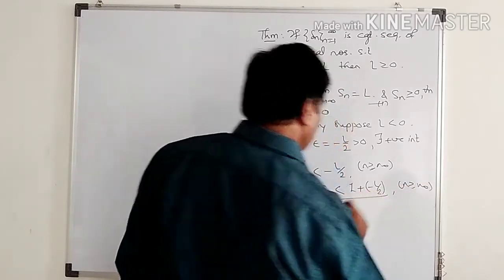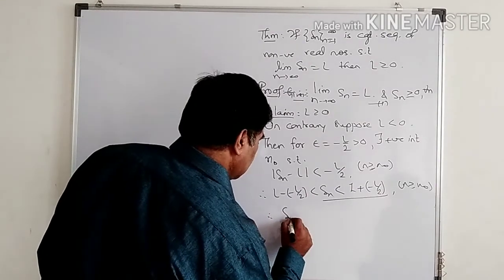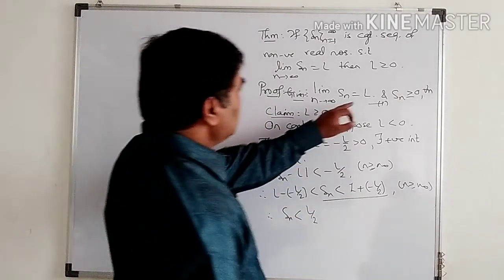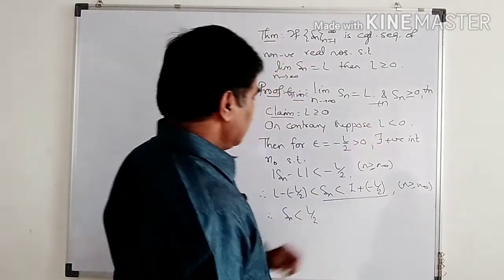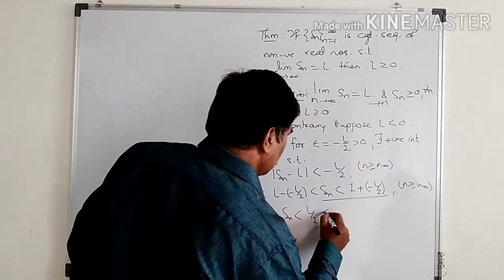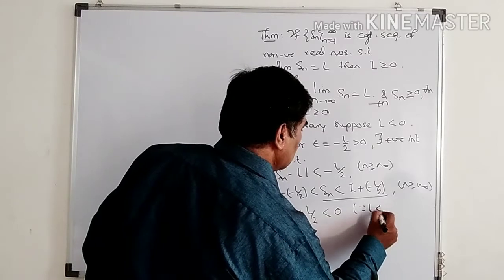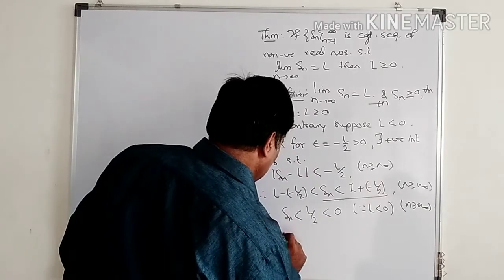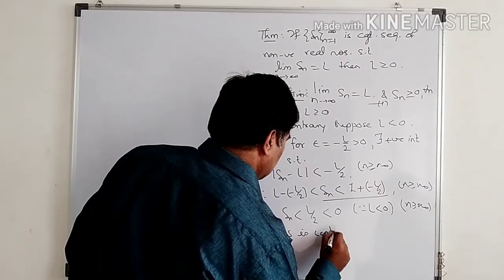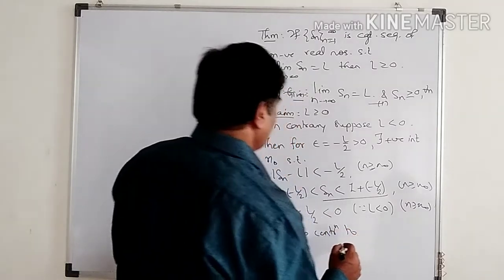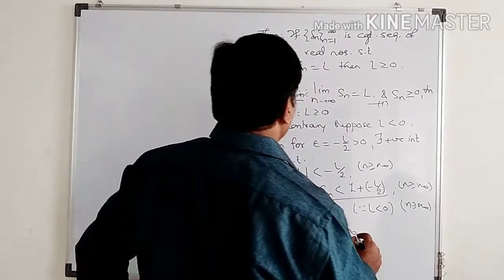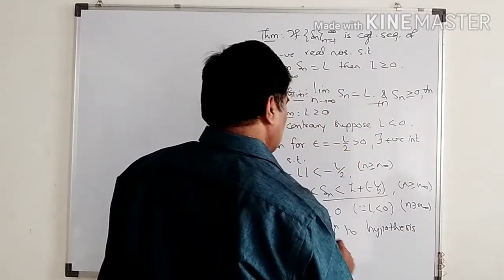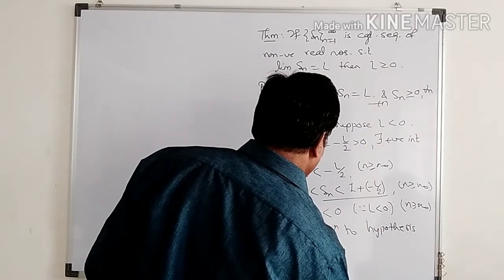Now, if I only compare this part here, we get Sn less than L minus L by 2, so Sn less than L by 2. But L is a negative number, therefore Sn less than L by 2 must be less than 0 since L is less than 0, for every n greater or equal n naught. This is a contradiction to the hypothesis. What is the hypothesis? By hypothesis, Sn greater or equal 0 for all n.